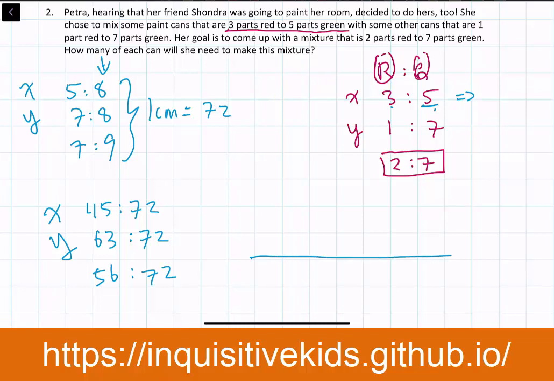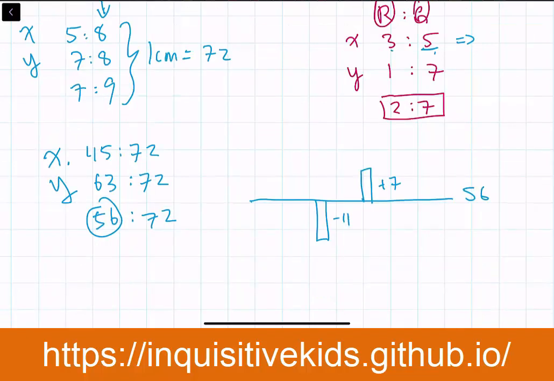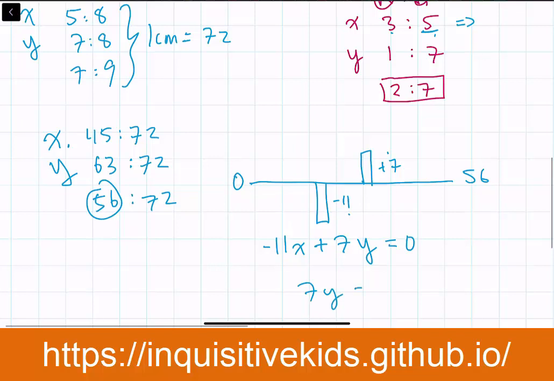Now let's draw our little diagram. We want to get to 56. If we apply an x, it will be 11 less than 56, because 56 minus 45 is 11, so it would be minus 11. If we apply a y mixture, it will be 7, because 63 minus 56 is 7. So we're trying to get to the just right amount. When we approach it, in the end, the 7s and negative 11s added together would equal 0. So we can write out an equation: negative 11x plus 7y equals 0. 7y equals 11x.